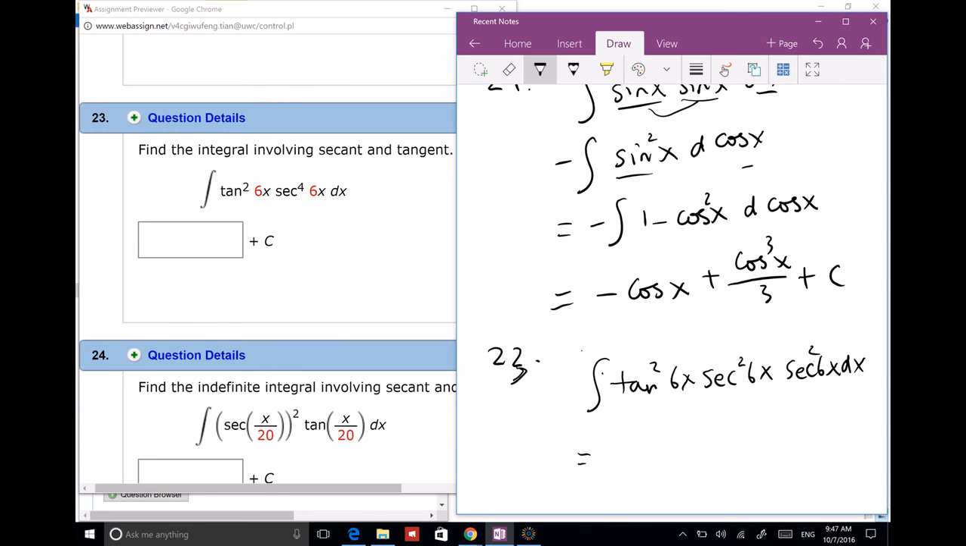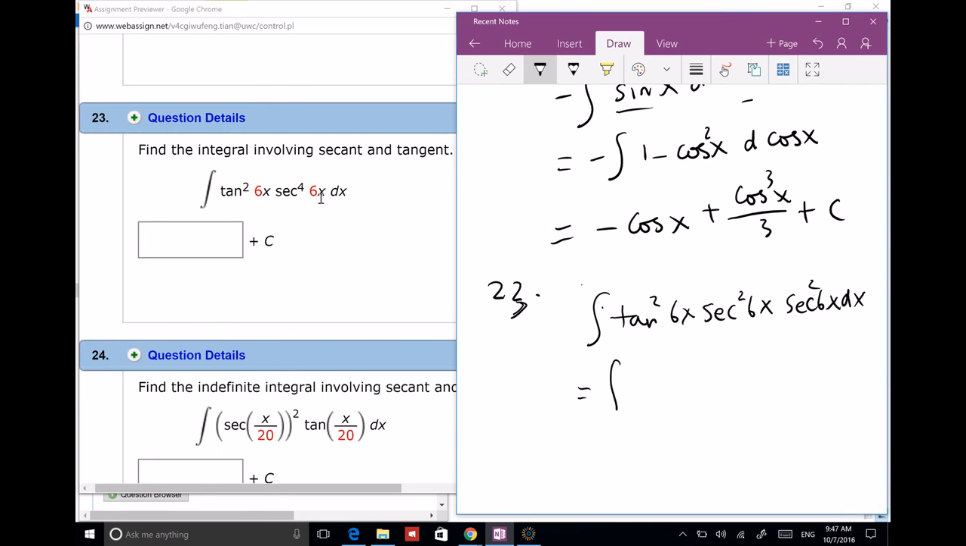Okay. So right here, what you have is tangent 6x squared, secant 6x squared. This secant squared you can use as the derivative of tangent 6x over 6, so I can put a 1 over 6 in the front. Because the derivative of tangent is secant. Well, now I have tangent 6x here. What you need to do is make sure all of them is tangent 6x.